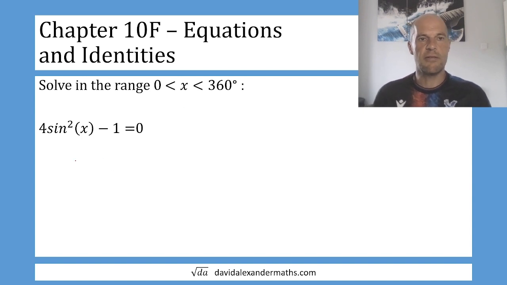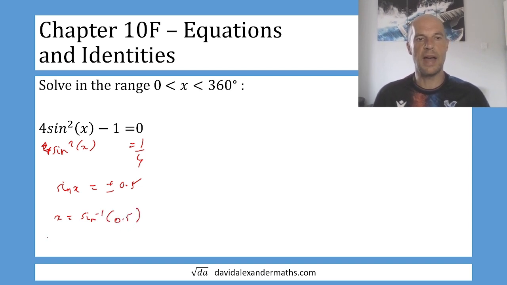Okay, again, between 0 and 360, 4 sine squared x minus 1 is 0. So I would say that 4 sine squared x equals positive 1. So sine squared x is 1 over 4. So therefore sine of x is the square root of 1 over 4, so 1/2, but plus or minus a half. So x is the inverse sine of 0.5, and x is also the inverse sine of minus 0.5.